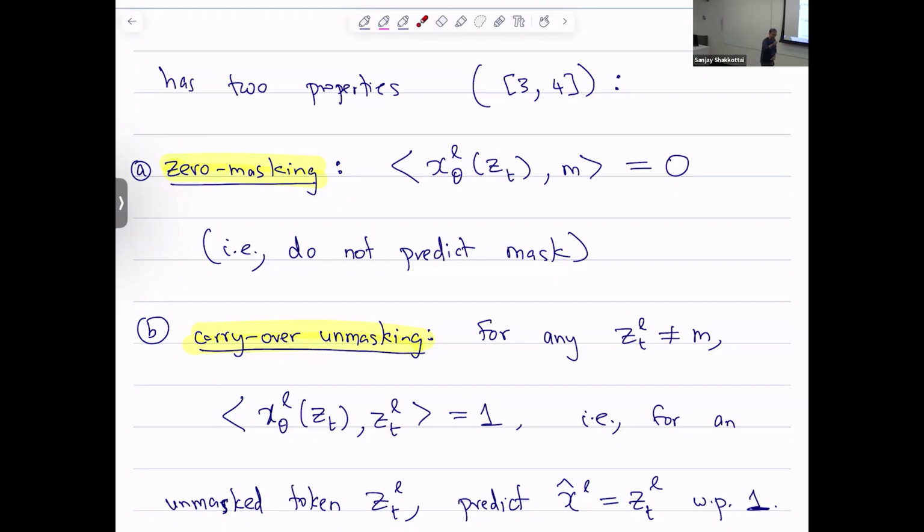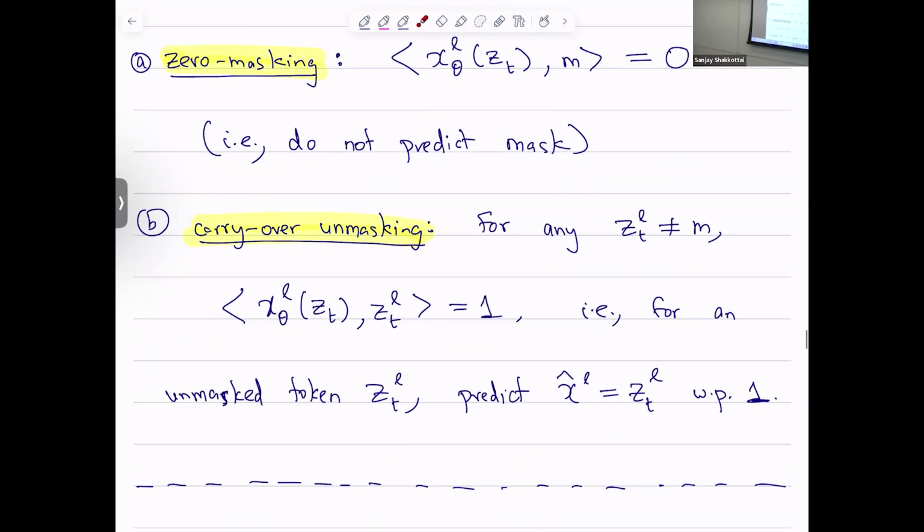I'll show you exactly how we implement this in the loss function. We'll see it in a second. I'm just defining two properties right now: x theta has these two properties. How you force x theta to have these properties is what the training is going to be.